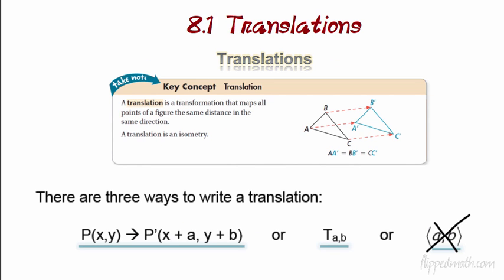All right, there's three things that we have to look at in Unit 8. And the first one's translations. If you remember what a translation is, a translation maps a point. It's basically a slide across the screen. All you have to do is take the x and you add or subtract to it. Take the y and you add or subtract to it. There's three ways we can write it.